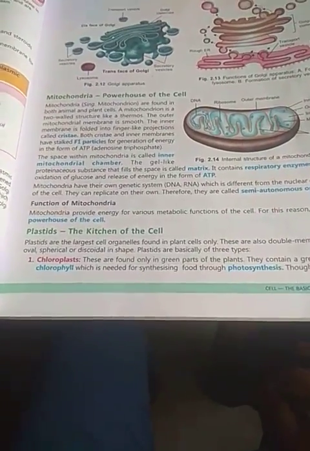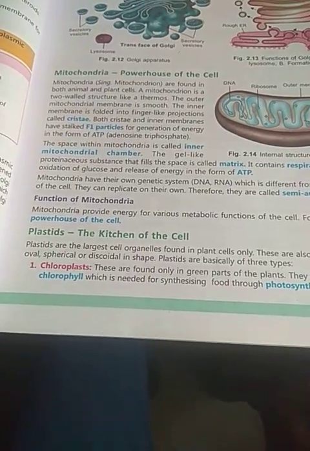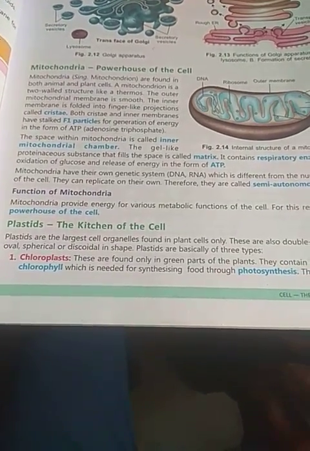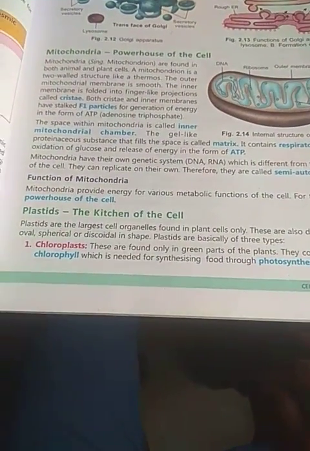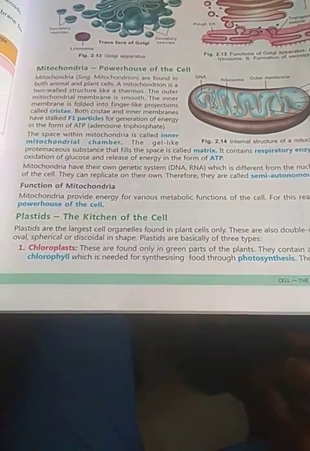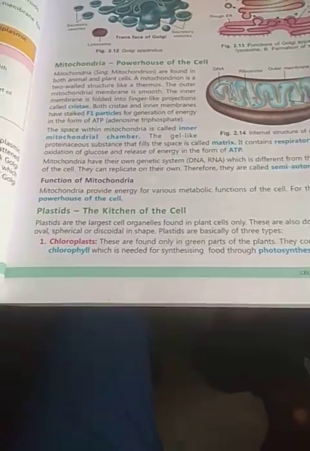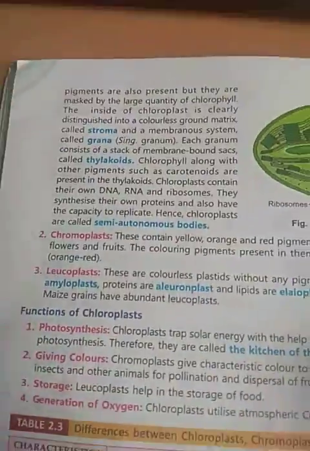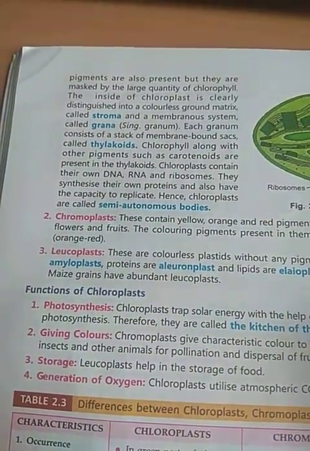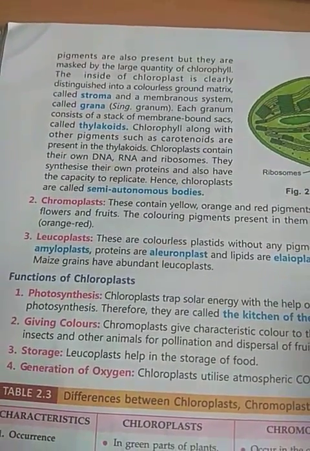First is chloroplast. They are found in the green parts of the plant. They contain a green pigment called chlorophyll, which helps in preparing food in plants by the process of photosynthesis. Other pigments are also present, but they are masked by the large quantity of chlorophyll.